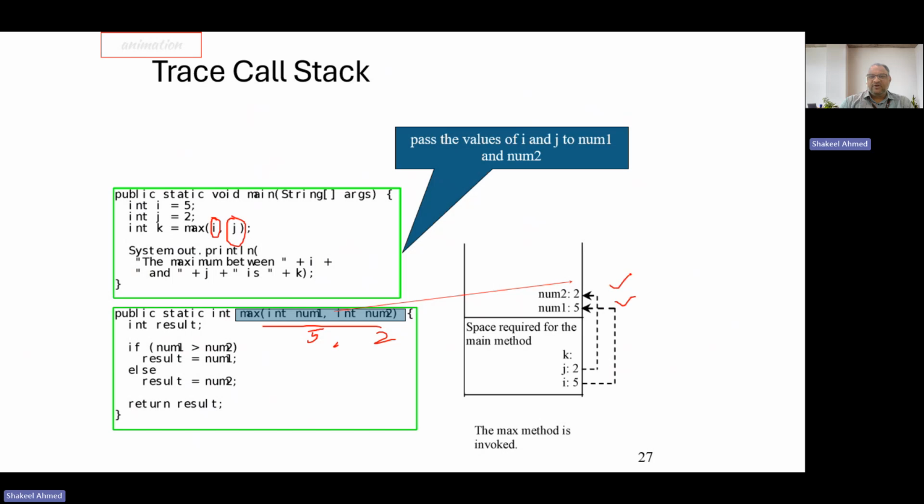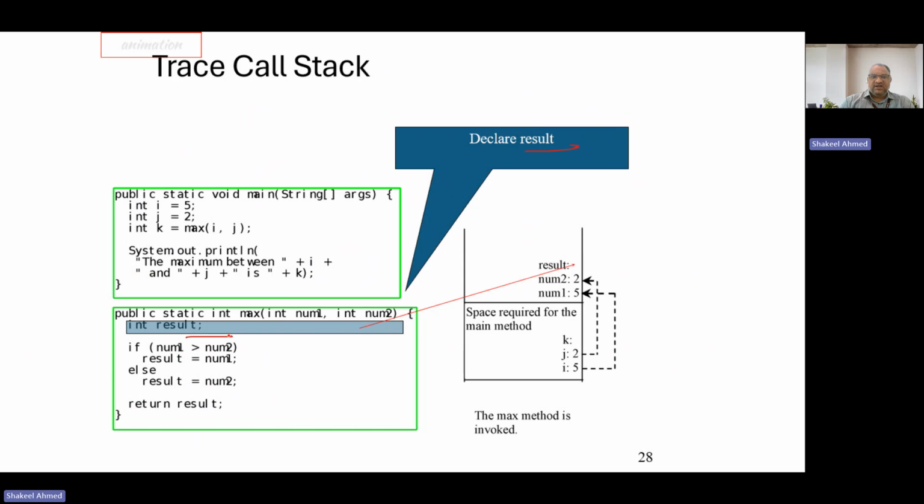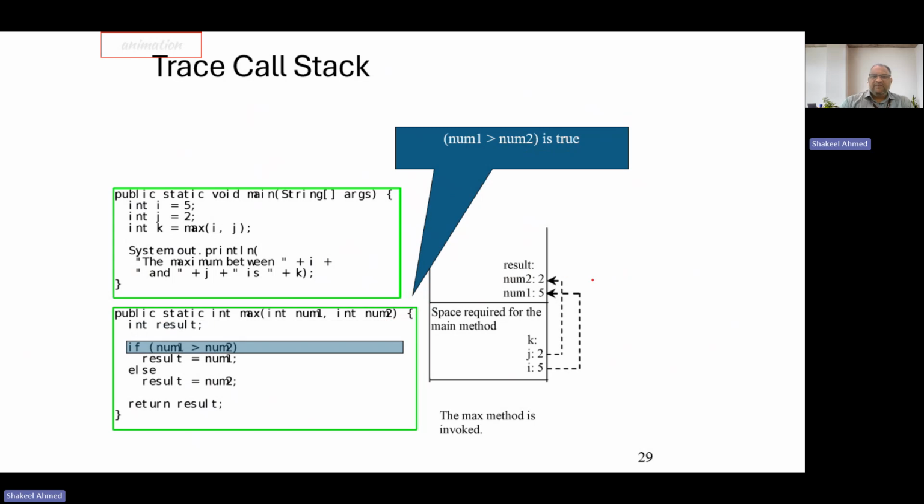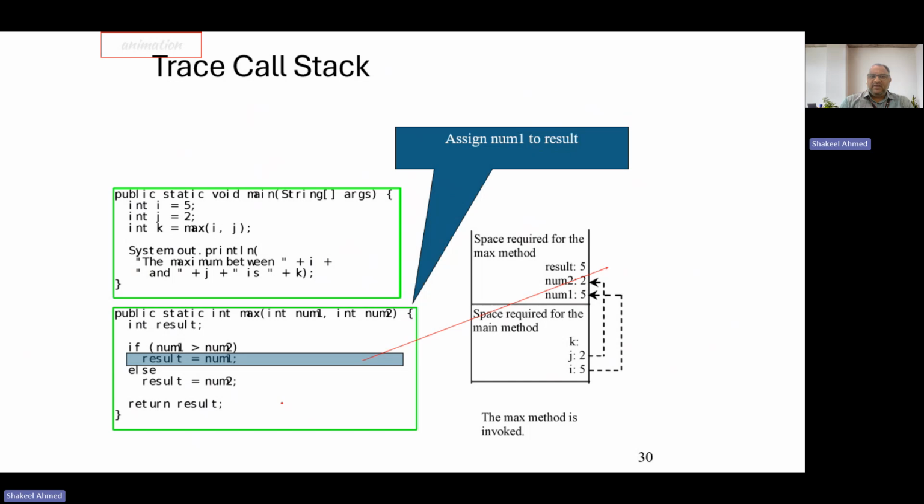You can see the tracing of the stack, 5 and 2, and then the variable result is declared. Result is empty here because we haven't assigned any value. Now the program will shuffle from one place to another to find out what the numbers are. Is num1 greater than num2? Is 5 greater than 2? Yes, it is true. So the result will directly be num1, which is 5, because the value of the first number is 5. So num1 is returned to result.